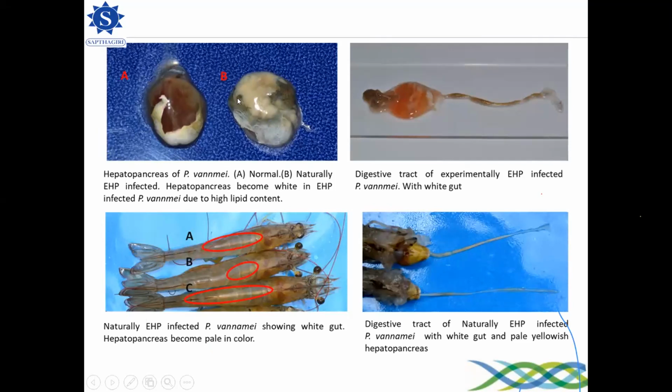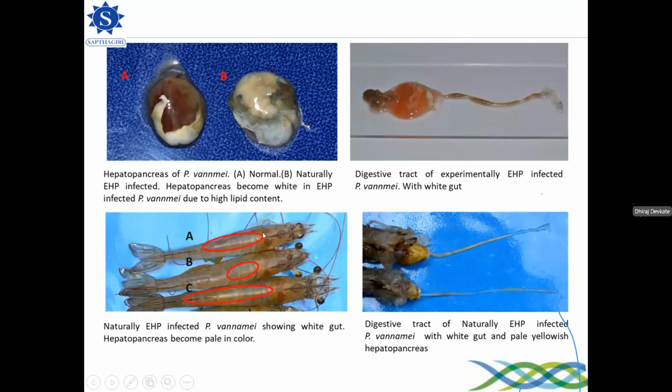Whereas in EHP infected hepatopancreas, in this picture there are the epithelial cells, but inside the content, this is very important, the cell is getting fat deposition, is sloughed off, and the cells are also sloughing off from the hepatopancreas. This is naturally infected from a pond from Iskapalli, Andhra Pradesh.